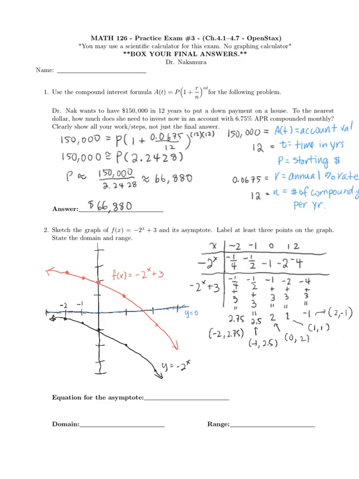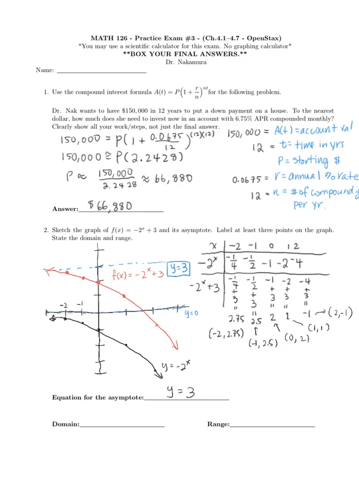So since we're shifting everything up 3 units, the horizontal asymptote that you're going to get is y equals 0 plus 3, which is y equals 3. So that's going to be the asymptote for negative 2 to the x plus 3. So let me write that. So y equals 3.